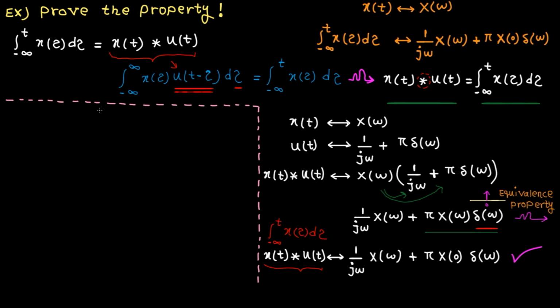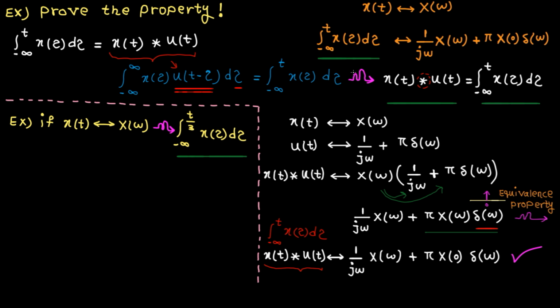Next example. If the Fourier transform of x(t) is X(omega), what is the Fourier transform of this integral? Let's compare this integral with the integral in the time integration property. If you call this guy f(t), this is basically f(t/3). In fact, I just need to replace t by t over 3. That's it.